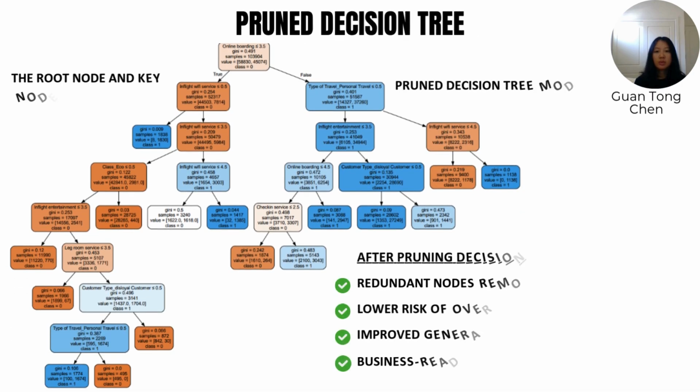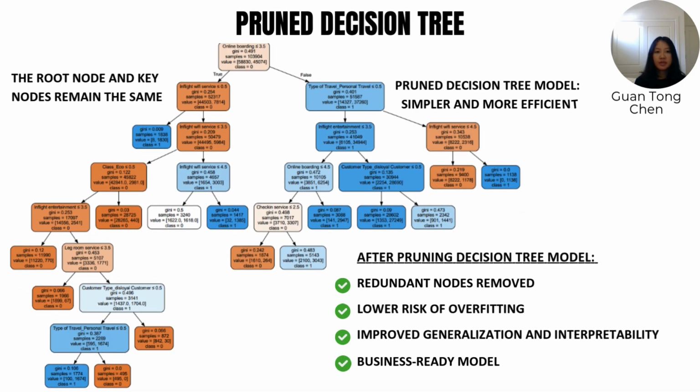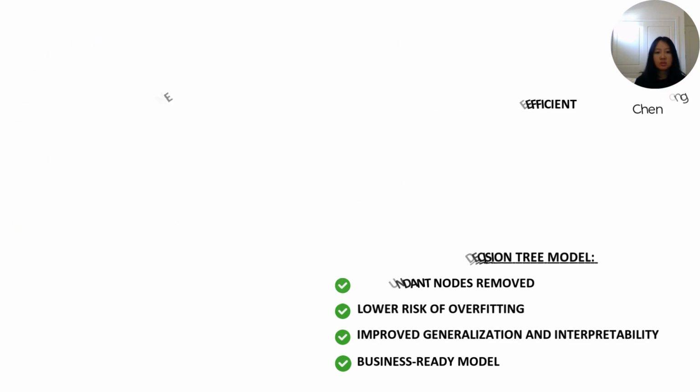As you can see, we prune the decision tree to reduce overfitting and improve efficiency and interpretability. This simplifies the decision tree while retaining key features such as online boarding, in-flight Wi-Fi, and travel type. The pruned model removes less significant nodes and improves generalization, making it more suitable for real business use.